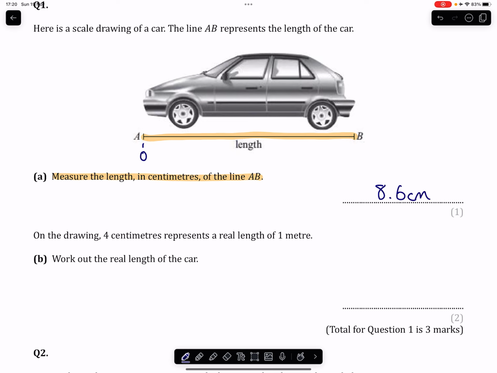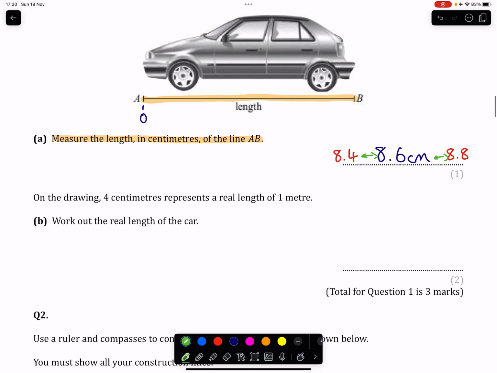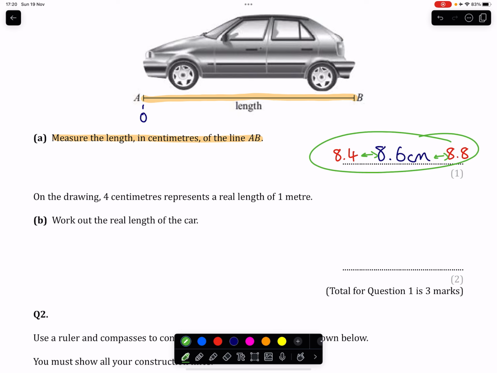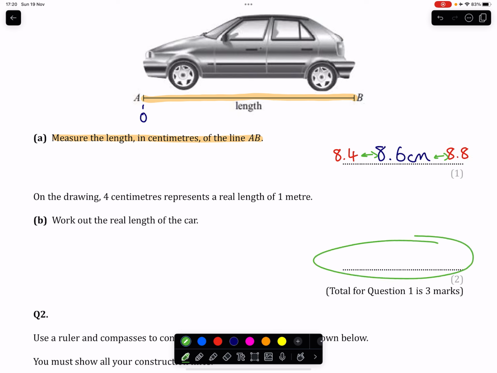You were allowed to be as low as 8.4 and as high as 8.8 for a little bit of leeway, and of course anything in between as well, but 8.6 is what it was supposed to be. As a result of this, there are a variety of different options that are acceptable for the second question. I'm going to write them in the same way. Your small answer will give you the small one here, your big answer will give you the big answer here, and then what the answer is supposed to be will be in the middle.